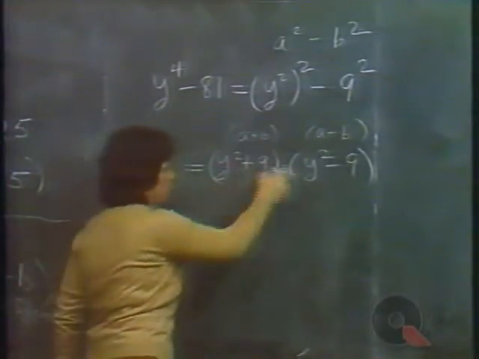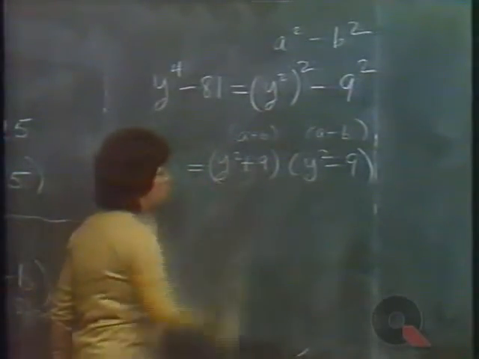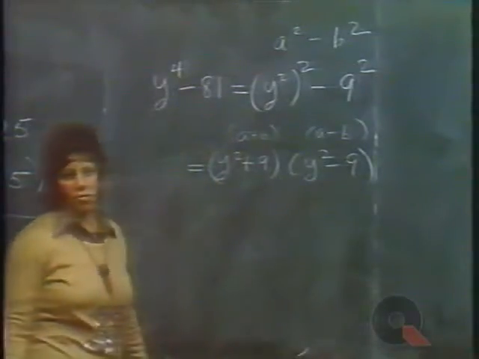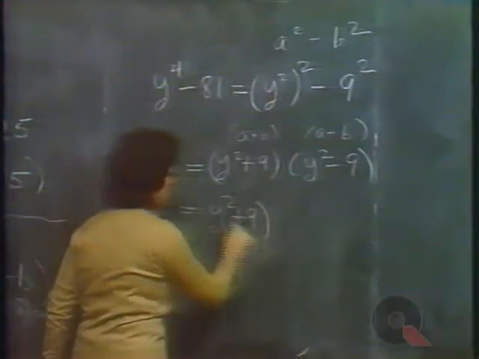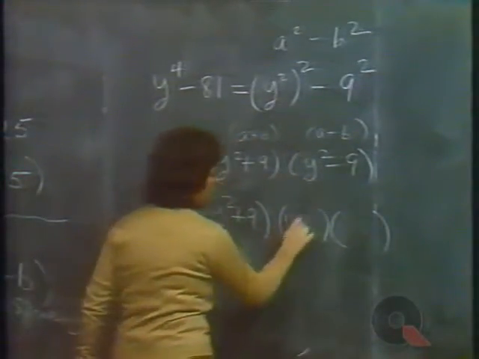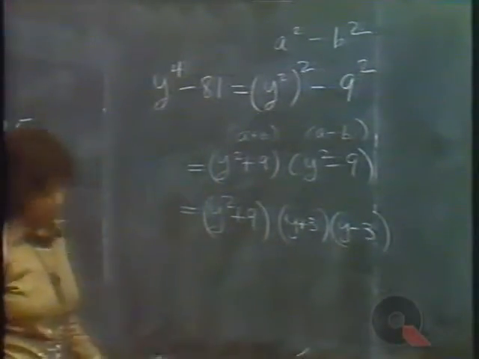The sum of two squares cannot be factored any further, over the integers here. Y squared minus 9, however, is really y squared minus 3 squared, and that can be thought of again as a difference of two squares. So y squared minus 9 can then be written as y plus 3 times y minus 3.